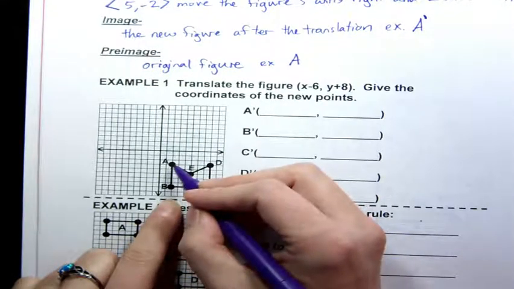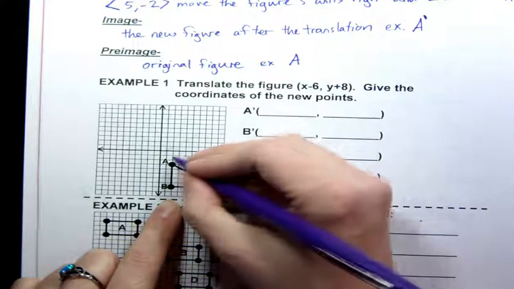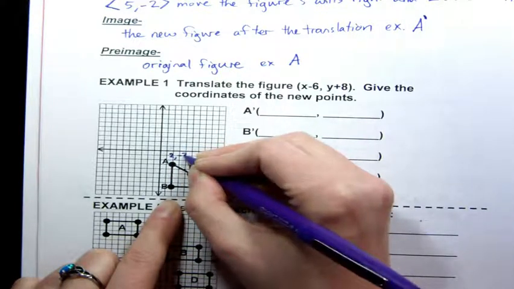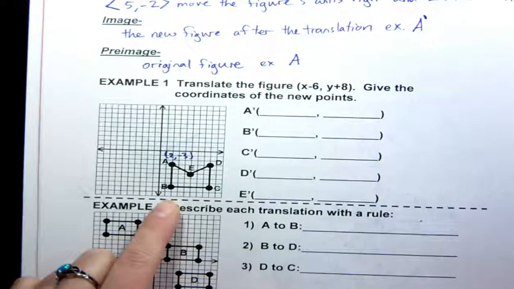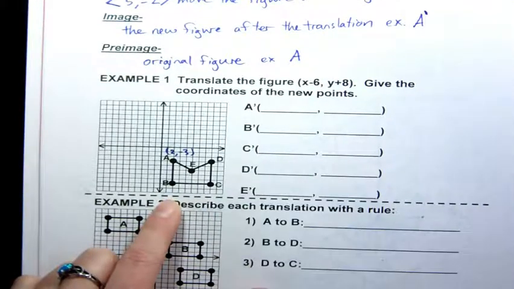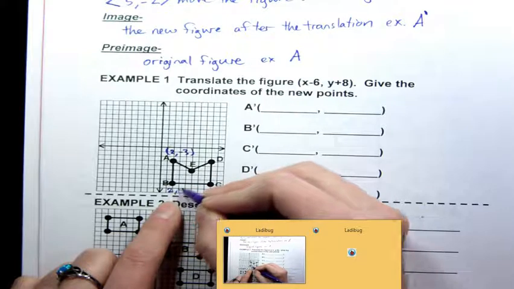These are for the new coordinates, so let's label on the graph. Can someone tell me what the coordinates of A would be? 2, -3. So 2 over, 3 down. Okay. And then how about B? 2, -8. How about C?